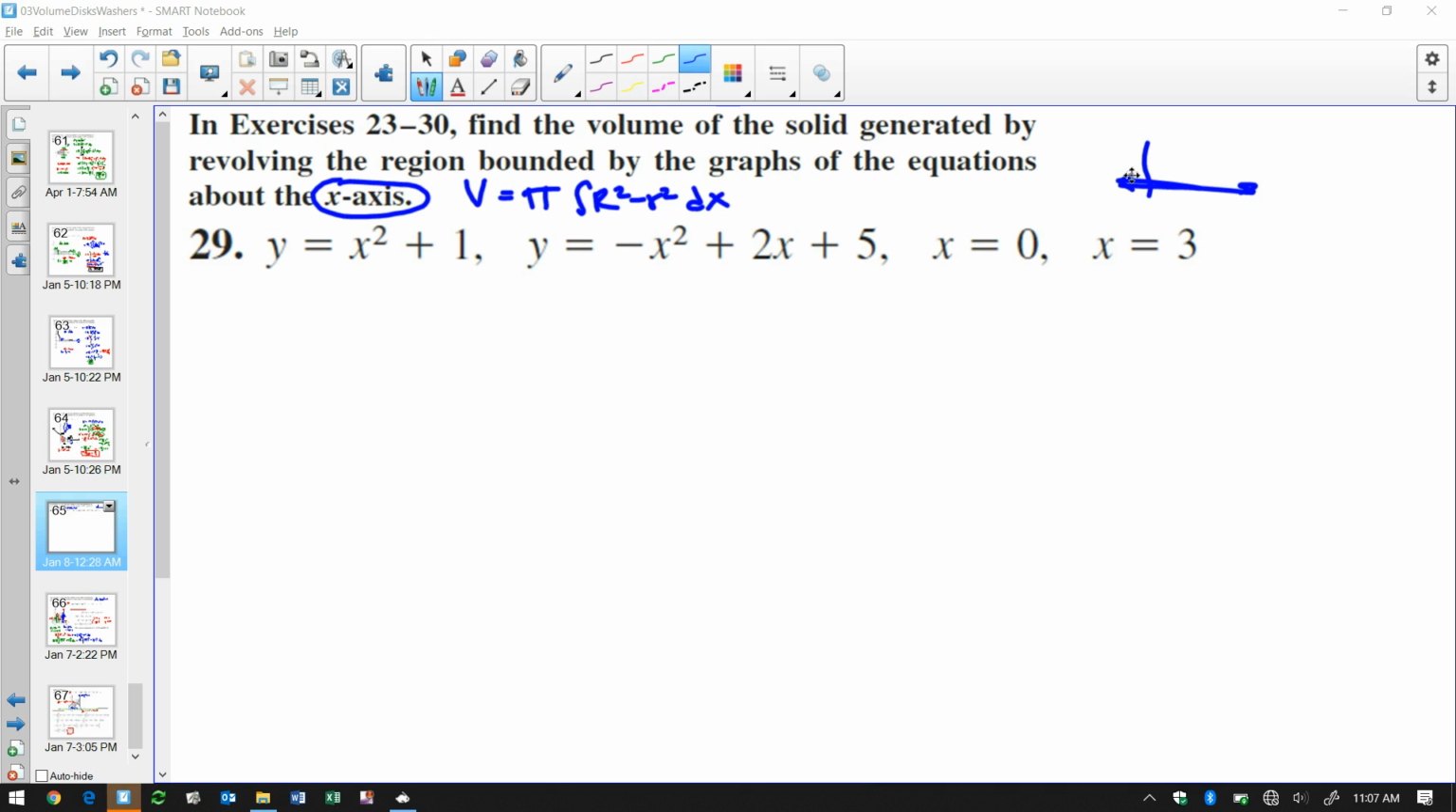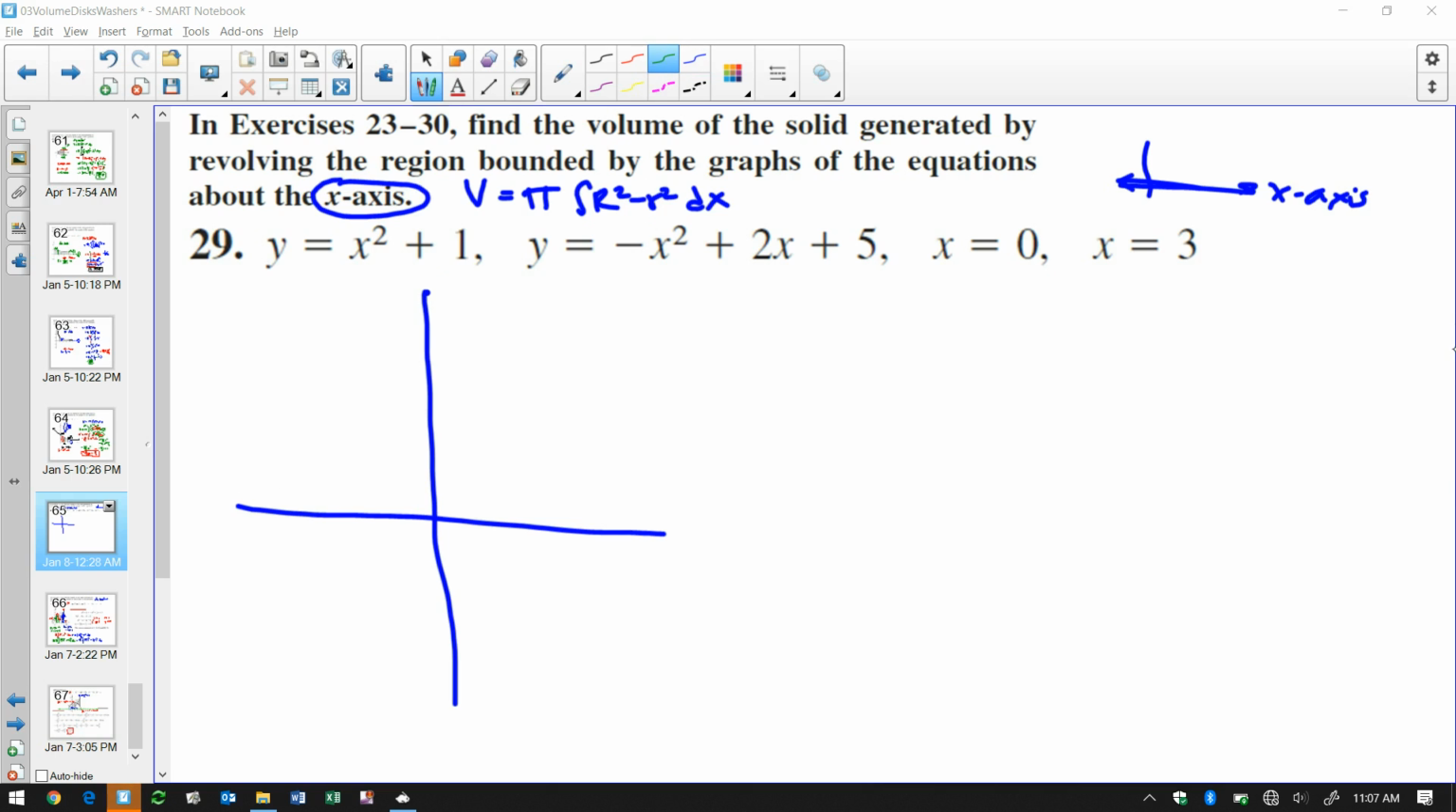We're going to rotate it about a horizontal line, the x-axis, and we may or may not have a little r squared. So let's go ahead and figure out what this picture looks like. What you have originally is this happy face parabola, y equals x squared plus 1, shifted up by 1.